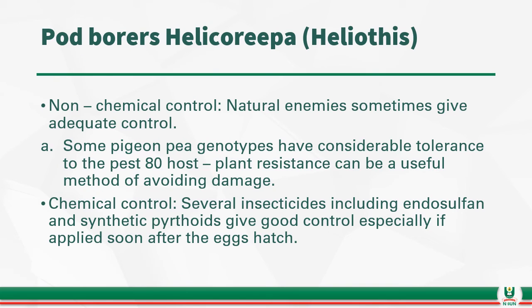How do you control them? Natural enemies are the ones that control them, not chemicals. You use natural enemies because they are larvae, so they pick them up and eat them. Some pigeon pea genotypes have considerable tolerance to pod borer, so it's important that you use plant-resistant varieties as a method of avoiding damage. To control them chemically, you can use several insecticides including endosulfan, and synthetic insecticides give good control. You have to watch them closely and apply as soon as the eggs hatch.